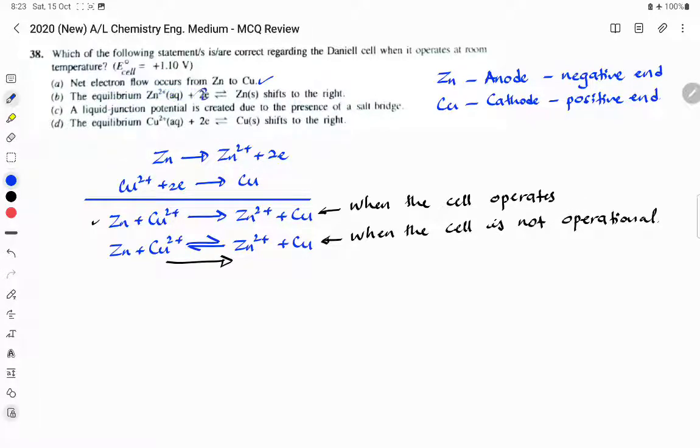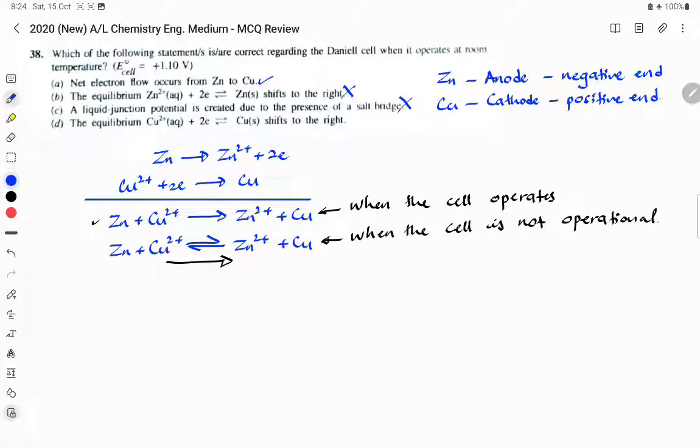The equilibrium zinc 2 plus plus 2 electrons shifts to the right. No, it's wrong. Actually, it says the backward reaction takes place here. It is not. The zinc 2 plus is not forming zinc. It's the other way around. Zinc forms zinc 2 plus. Therefore, statement B is incorrect. C statement, a liquid junction potential is created due to the presence of a salt bridge.